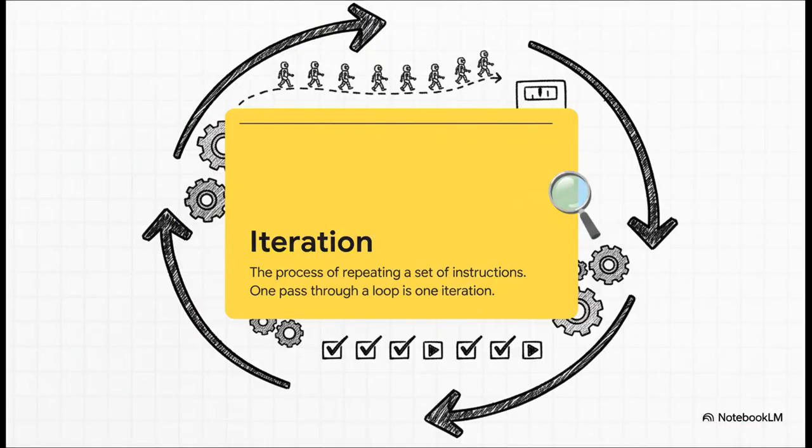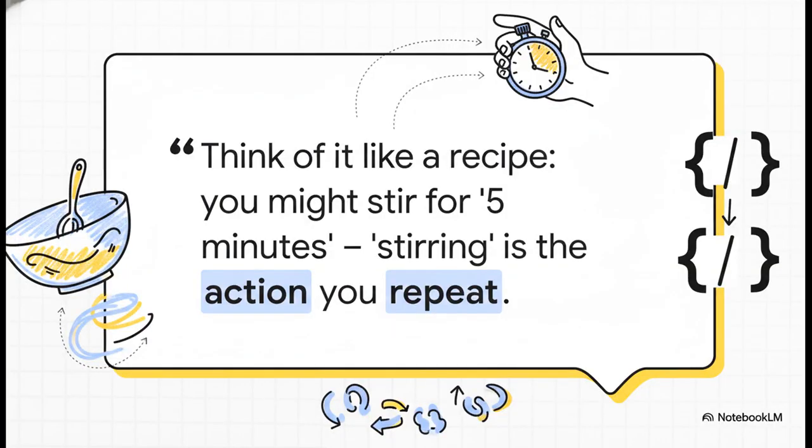Okay, before we get into the actual code, we need to get one key idea down. It's called iteration. Now, I know it sounds like a fancy word, but it's a super simple concept. It just means repeating a process. Think of it like taking steps on a walk. Each step you take is one iteration, and the whole walk, that's your loop. Here's another great way to think about it, kind of like following a recipe. The recipe might say, stir the mixture for 5 minutes. The action you repeat is the stirring.